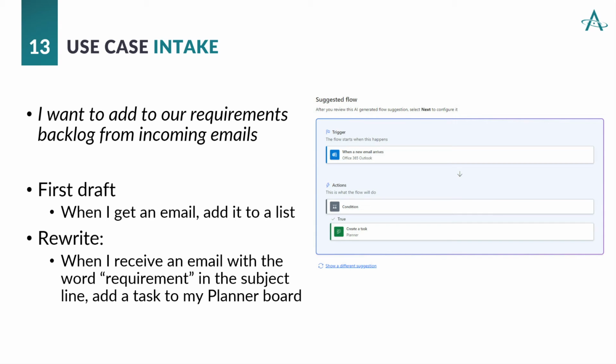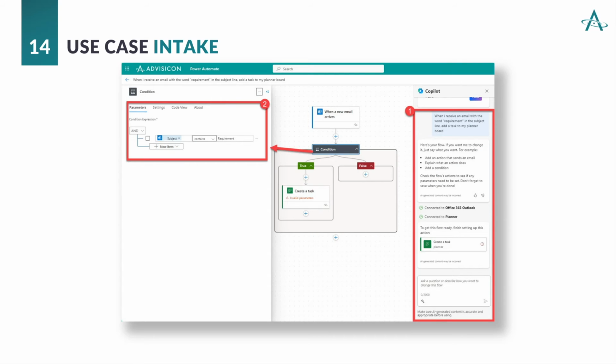Notice what type of trigger are we using here? We're using an event trigger. When I receive an email, that's the event. So on the right, you'll get a suggested flow. It'll show you the trigger. It'll show you the actions. Notice at the bottom, it even gives you the option to show a different suggestion. Again, Copilot says, is this what you're looking for? Maybe you're looking something like this. It's your AI assistant. Here is what Copilot has generated in Power Automate.